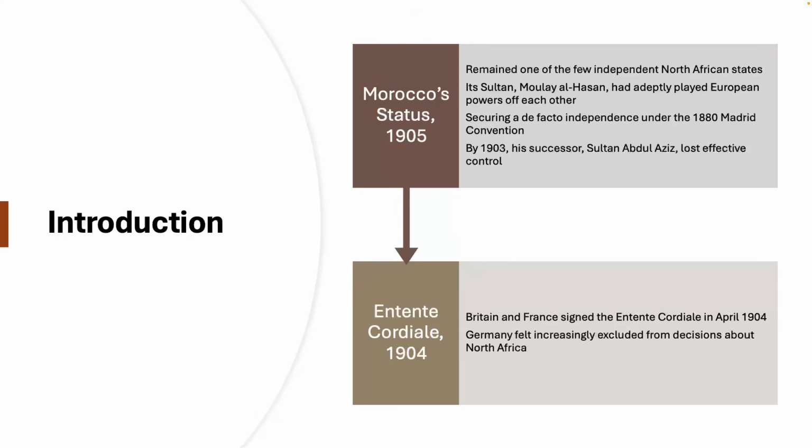Germany felt increasingly excluded from this particular conversation, and particularly felt excluded about decisions concerning North Africa, and viewed the Entente of 1904 as being a threat to its global influence.